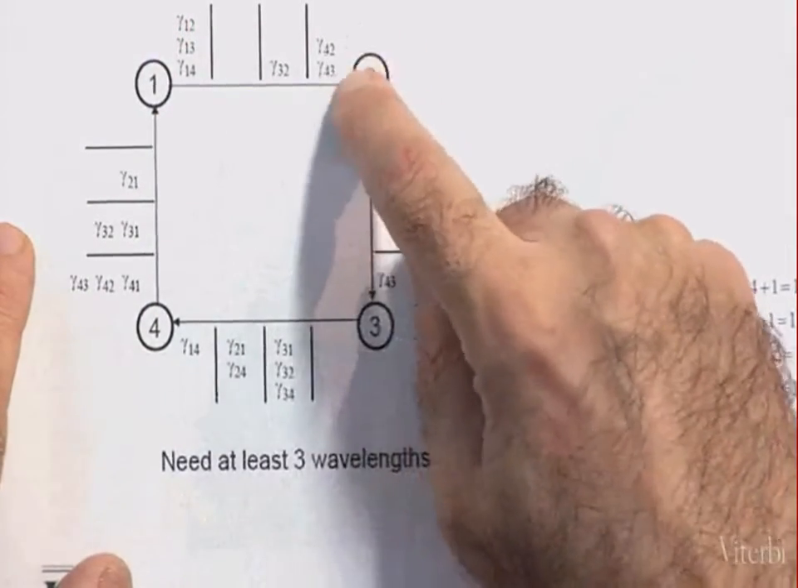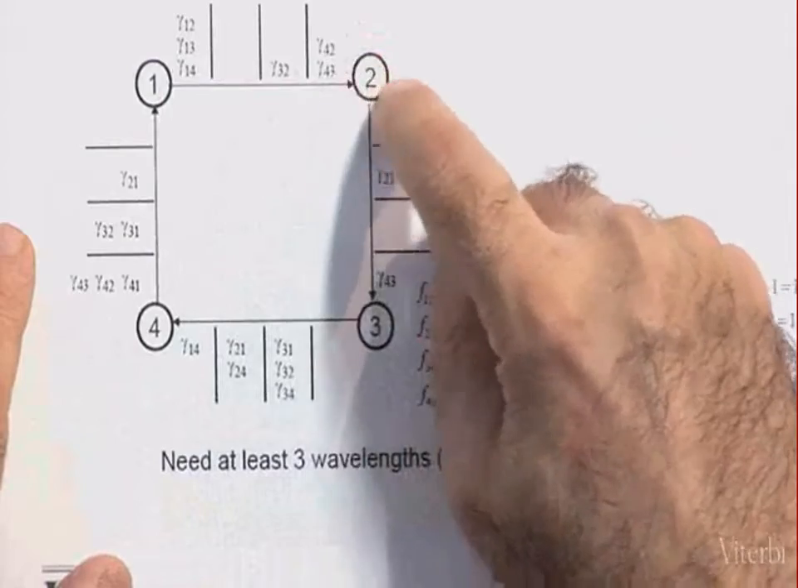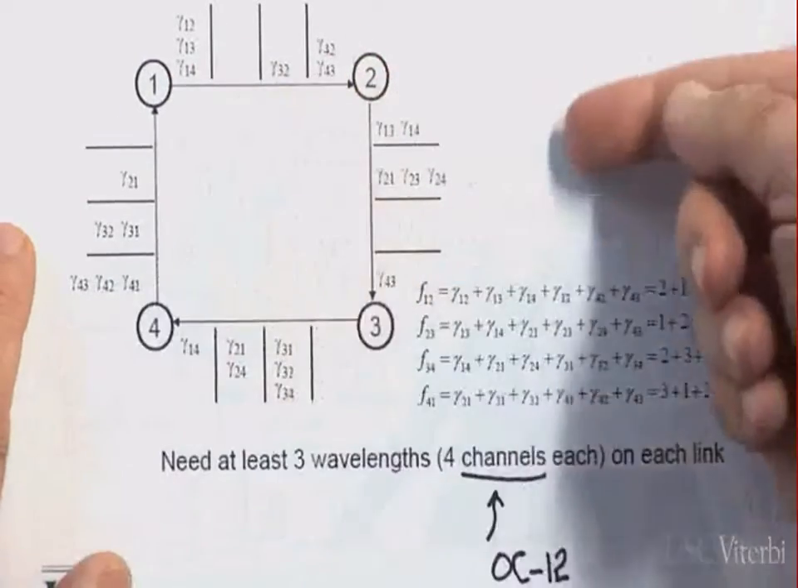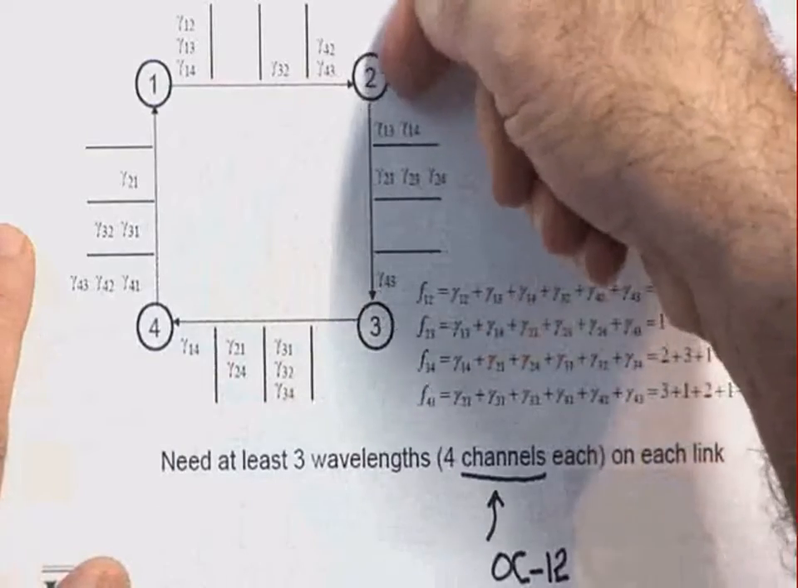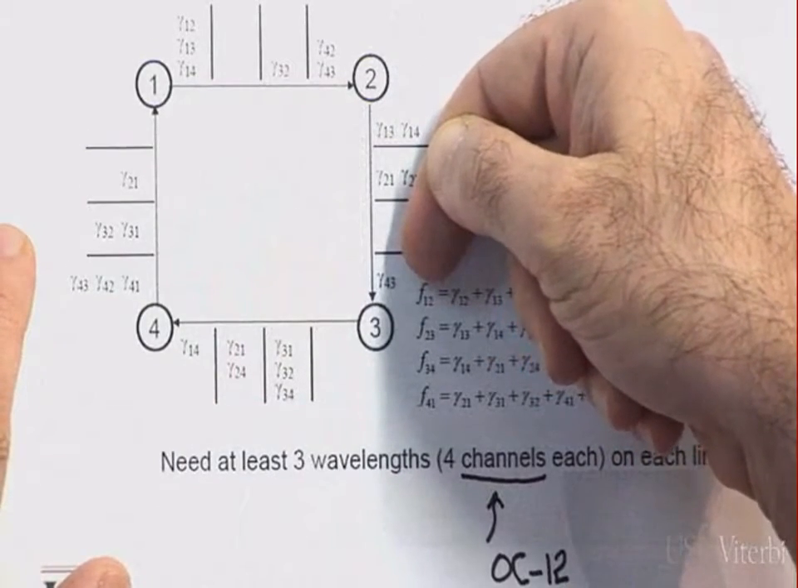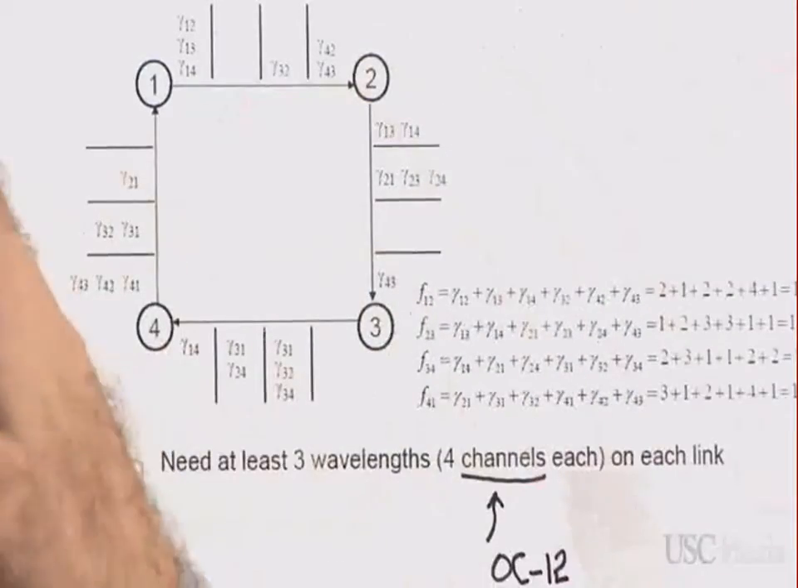Which means what? I need to put an added drop box in here. Did you get this or not? To drop some of these and add the traffic that is originating from 2. Clear? So what does it mean?